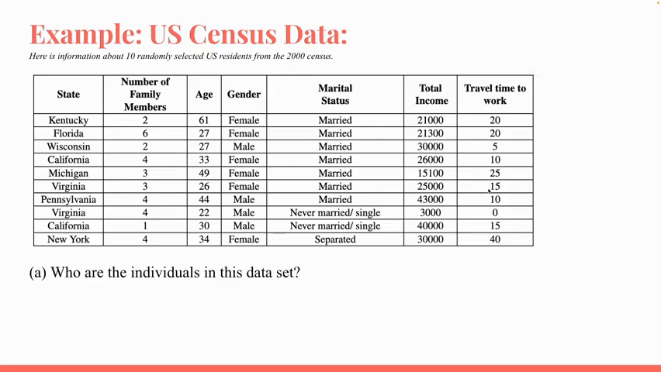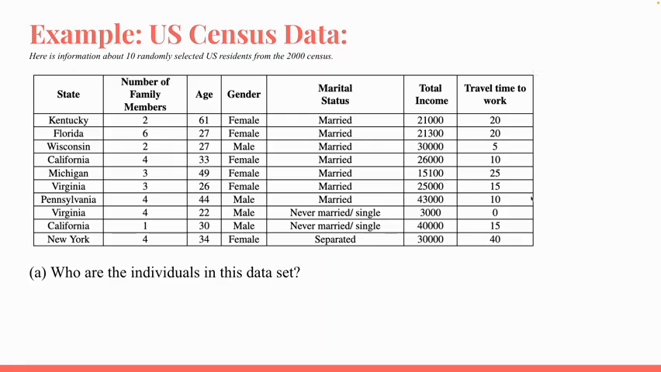This is an example of US Census data. It says it's from the 2000 census. So we always want to think about context. Yes, I see a table of data. Well, what is it describing? The context of this is given right here: information about 10 randomly selected US residents from the 2000 census. That is the context. So we have data, all of this. Just take time to look at it real quick.